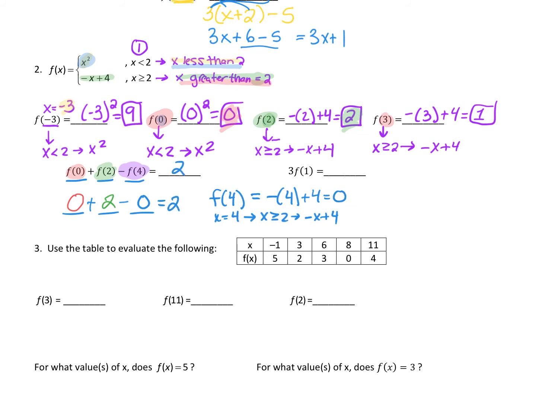In this last question, they're asking us to do 3 times f of 1. So I'm really doing 3 times whatever f of 1 is. Well, f of 1 was not solved for, so let's find f of 1. Well, f of 1 would be less than 2, so that means I'd use the x squared equation, so 1 squared would give me 1. So since f of 1 is 1, 3 times 1 would give me a final answer of 3.